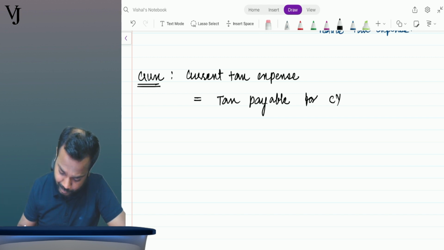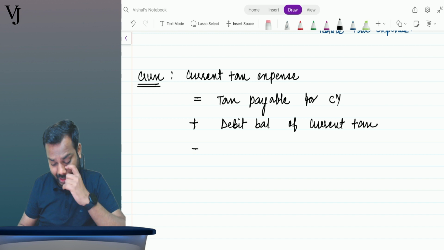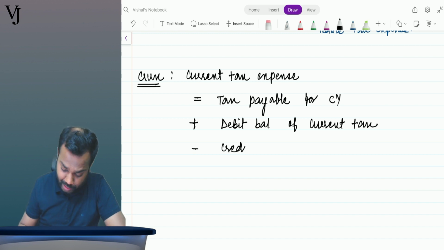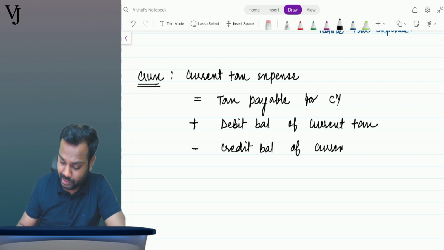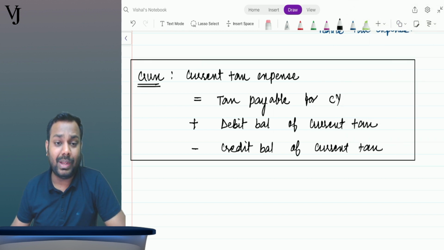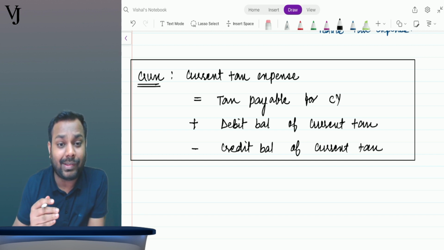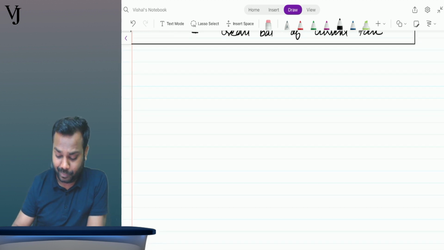Plus debit balance of current tax, or if it is a credit balance, then reduce the credit balance of current tax. So this is the crux of it. Now with this, definitely you will be able to identify the amount of tax expense to be recognized in P&L. Now comes the concept of what is the amount to be recognized in the statement of financial position. Let me discuss that part.